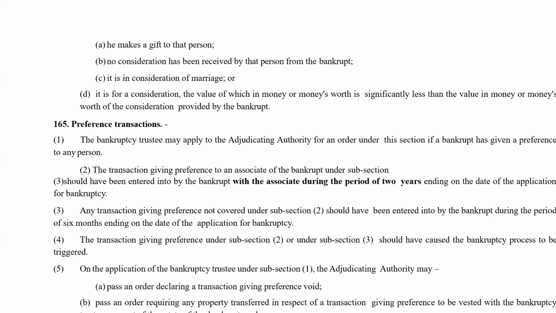There is a car dealer. The bankrupt goes to that car dealer and the bankrupt gets a car without paying anything. Then that thing also is an undervalued transaction. If it is in consideration of marriage, if the bankrupt gives something in consideration of marriage, that is also an undervalued transaction.